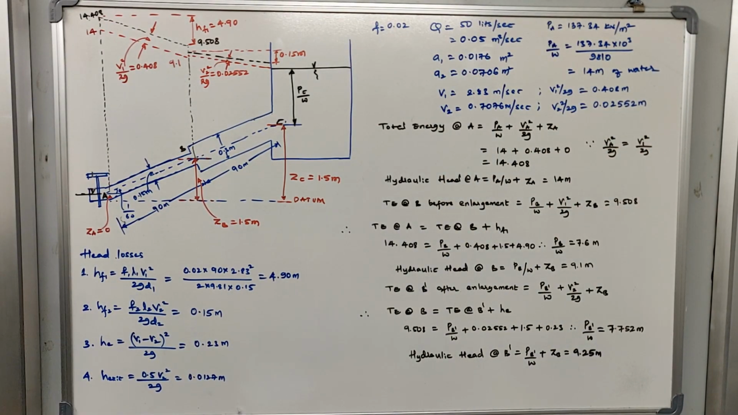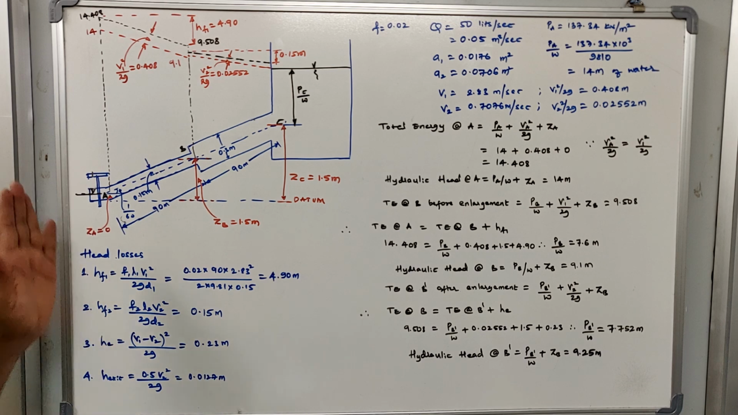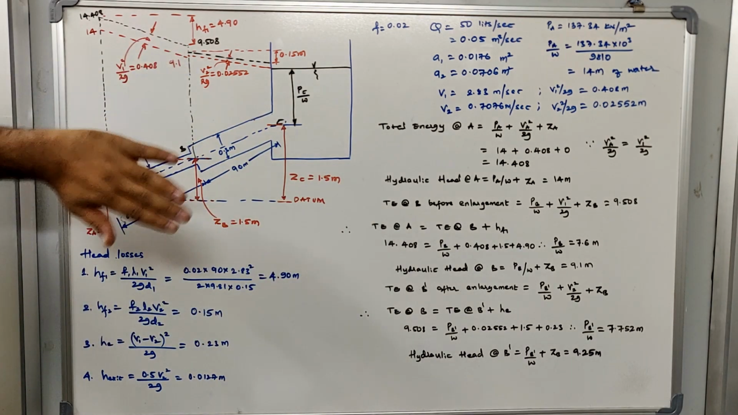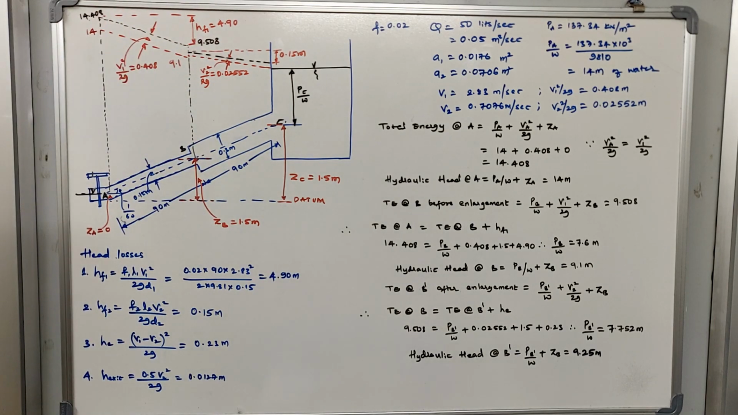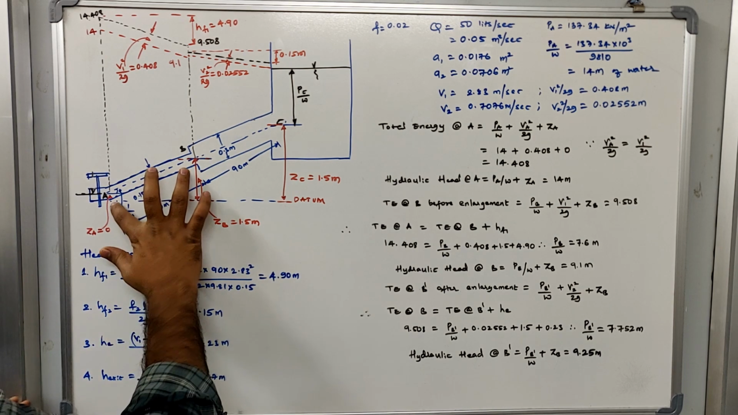Next we'll calculate what are the losses that will occur when the water flows from point A to point C. When the water is pumped at point A and discharged into the tank, we need to calculate all those losses. Once we determine all the losses, we can draw the sketch of the total energy line and hydraulic gradient and all of those things. So first we'll try to understand what are the losses that can take place. First we'll start from AB.